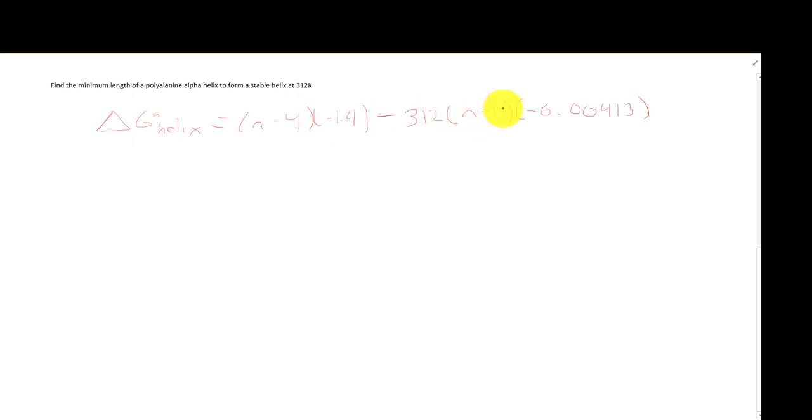This is our temperature. And this happens because the two ends of the alpha helix have a half set of angles each, a phi on one end and a psi on the other end that is unlocked. So we can solve for n. If we want to know what the minimum length to form a stable helix is, we want to set delta G at 0. Delta G at 0 means that we are going to cross from non-spontaneous into spontaneous as long as we have a sufficient number.